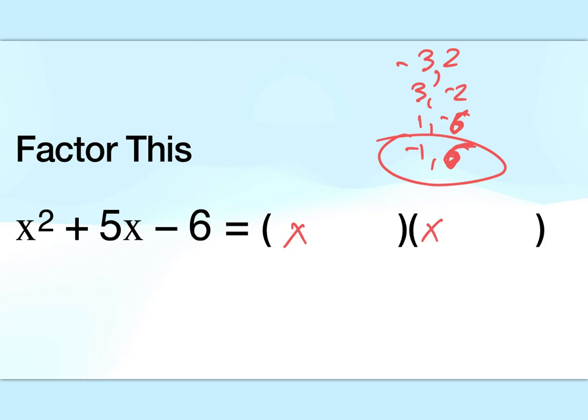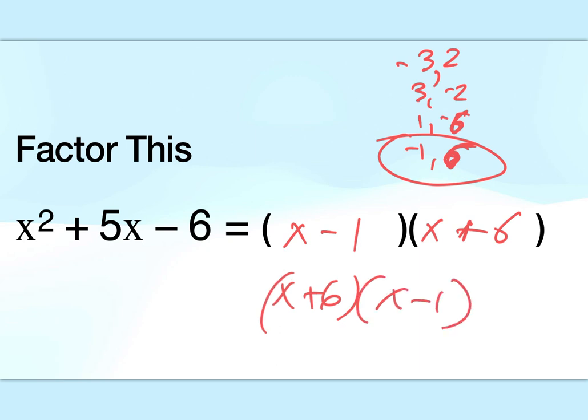But again, looking at those rules we had, it's negative, which means one's positive, one's negative. The middle number tells me that the bigger number is the positive one. So if I was doing this, I'm like, oh, the bigger number is positive here, but those don't add to 5. Here they do. So it's x minus 1, x plus 6. If you wrote x plus 6 times x minus 1, that is exactly the same thing. Both are fine.